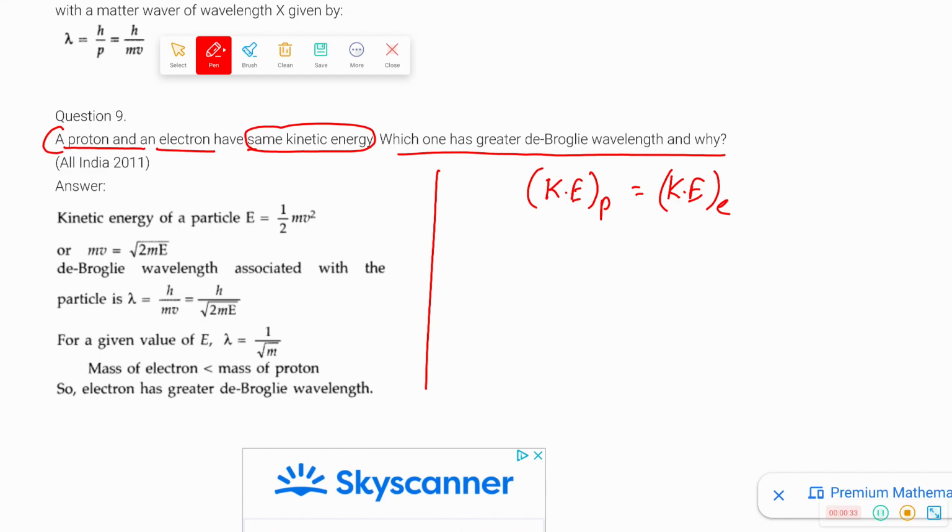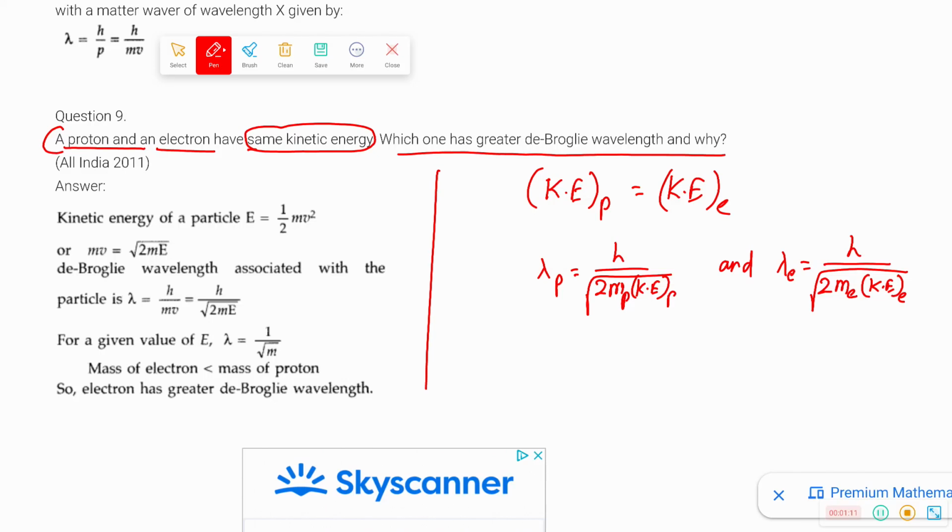Now which one has greater wavelength? So wavelength you try to identify. What is lambda p? h by root under 2 m_p into kinetic energy of proton. Okay. Now next, what is lambda electron? Lambda electron is h by root under 2 mass of electron into kinetic energy of electron. Okay. Now next listen. Your mass of proton, your mass of electron, your kinetic energy of proton, kinetic energy of electron.